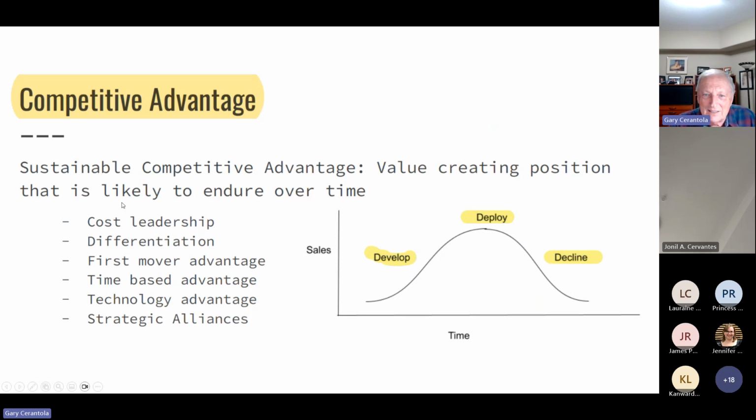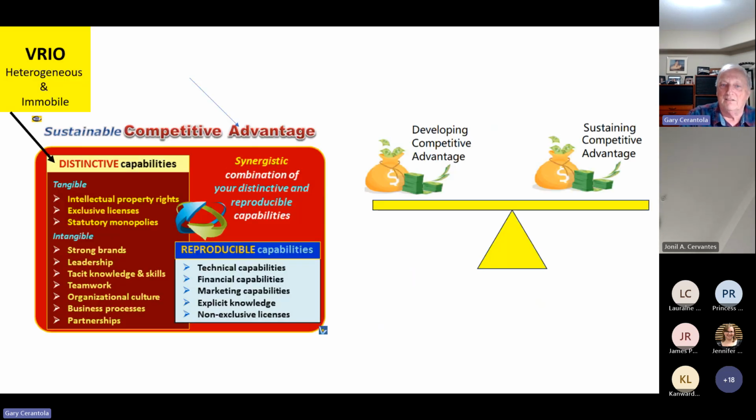If you take a look at these types of strategies, they come from Porter: first mover advantage, time-based advantage, technology advantage, and strategic alliances. They're somewhat covered by Porter, but they're covered by other players in the market, and so that's why it's so important to keep abreast of the management theorists who produce more principles and tools to give you, or help you get, competitive advantage.